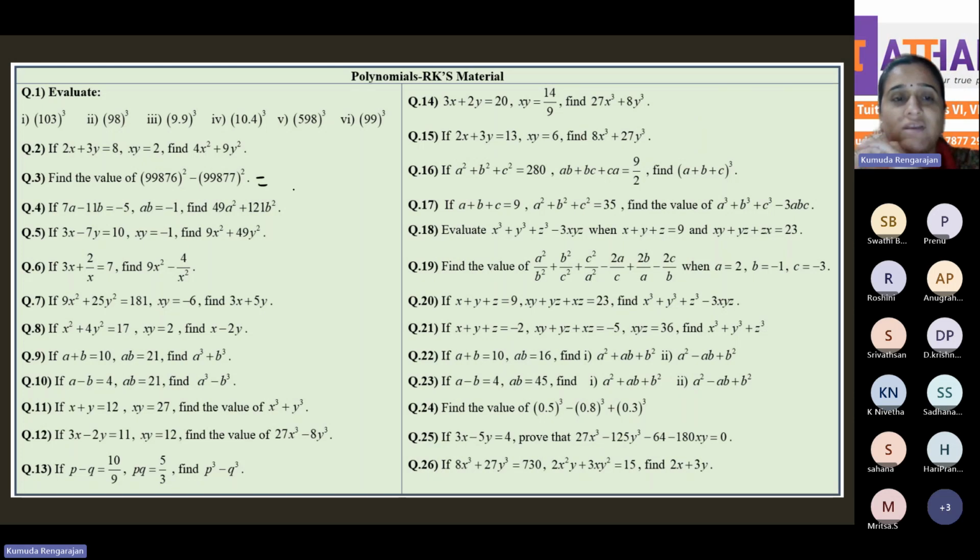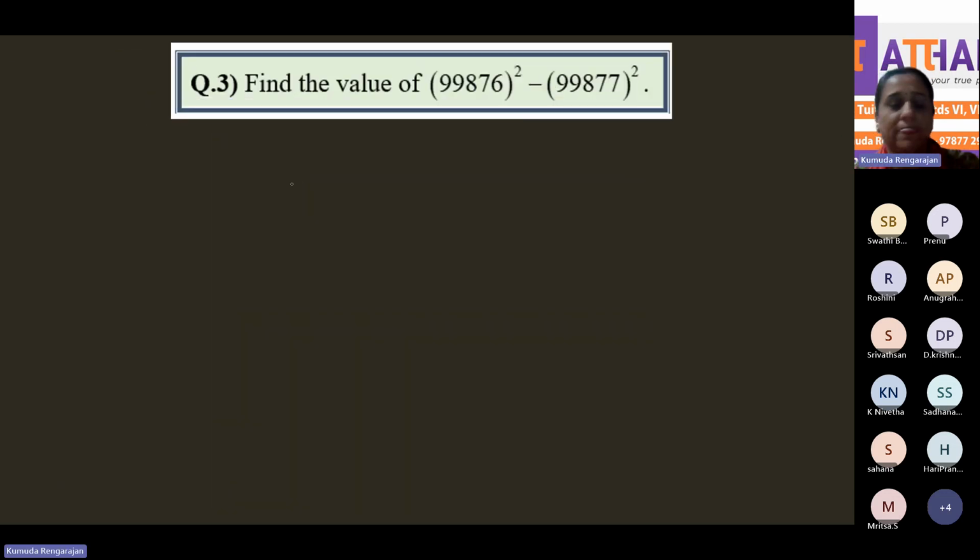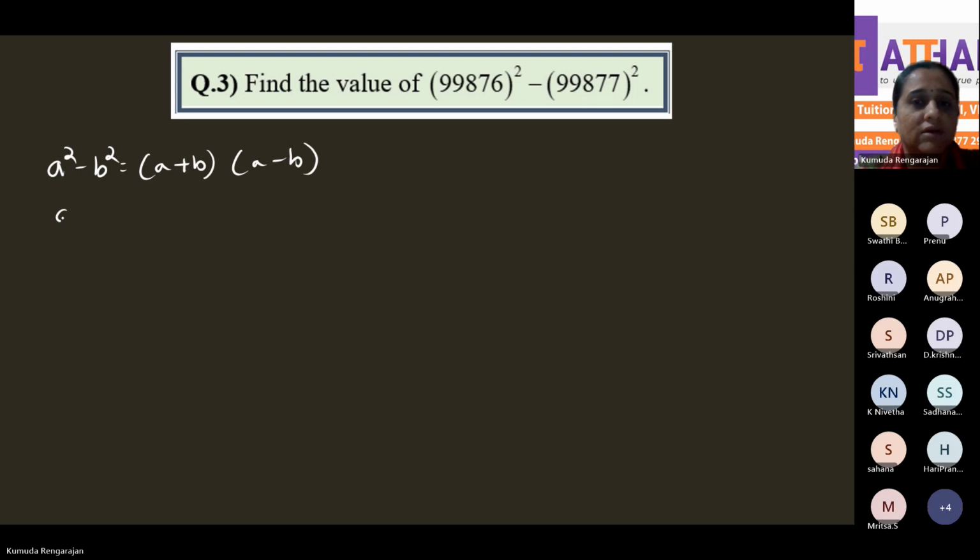So if the question looks like a squared minus b squared, then the answer is a plus b into a minus b. So a square minus b square is equal to a plus b into a minus b. A here is 99876 and b is 99877.